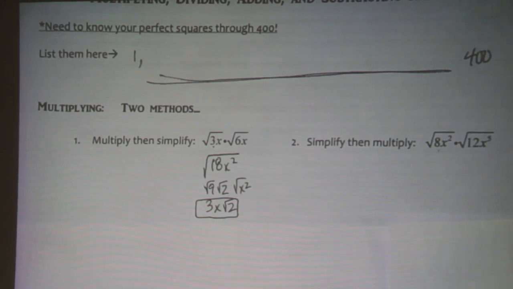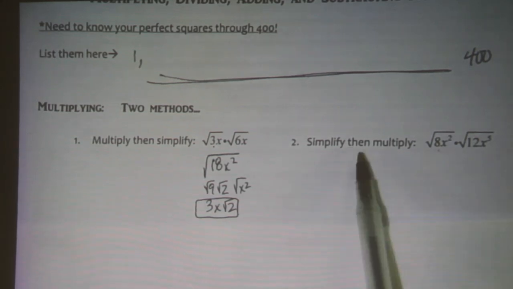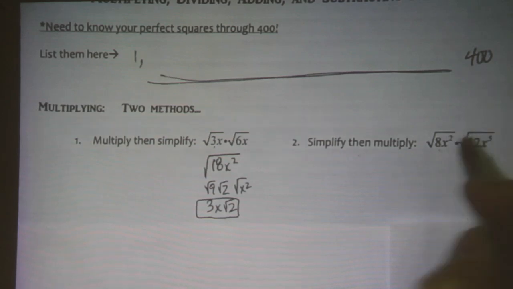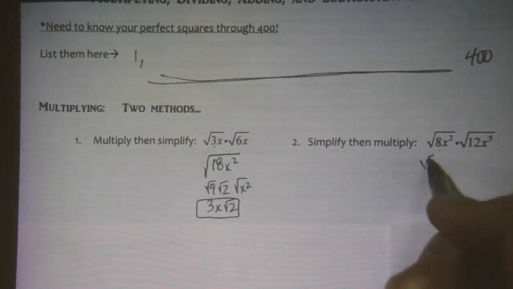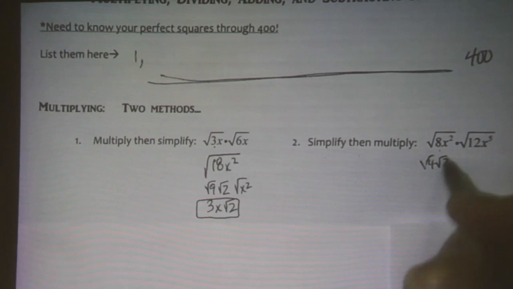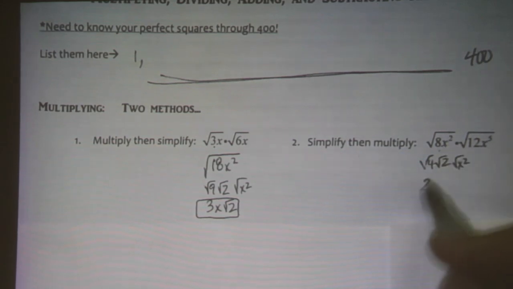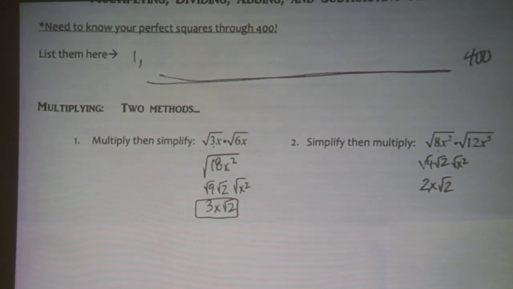All right, the second type of multiplication problem you're going to see is where the numbers under the radicals can be simplified on their own before multiplying. So you're going to simplify and then you're going to multiply. The square root of 8x squared. The biggest perfect square that goes into 8 is 4, so I'm going to break this up into root 4 and root 2. And then I've got that root x squared as well. Square root of 4 is 2. Square root of x squared is x. And then you've got that root 2 left over.